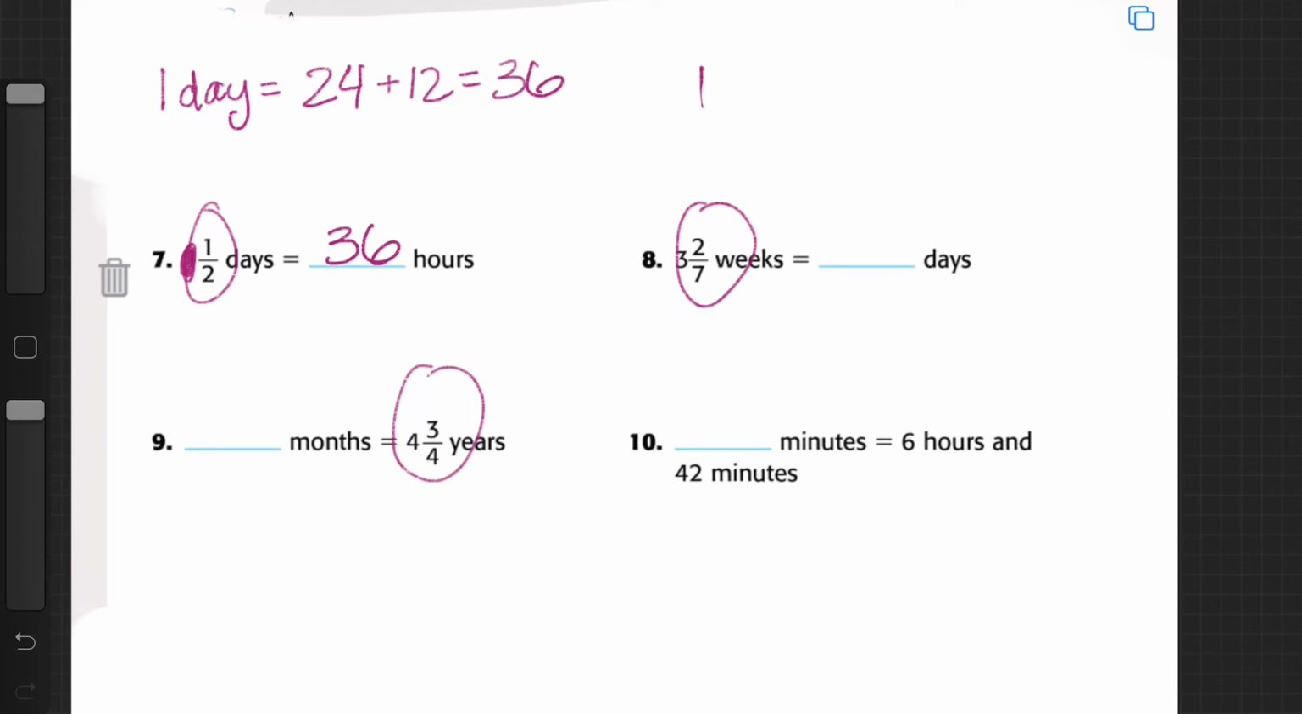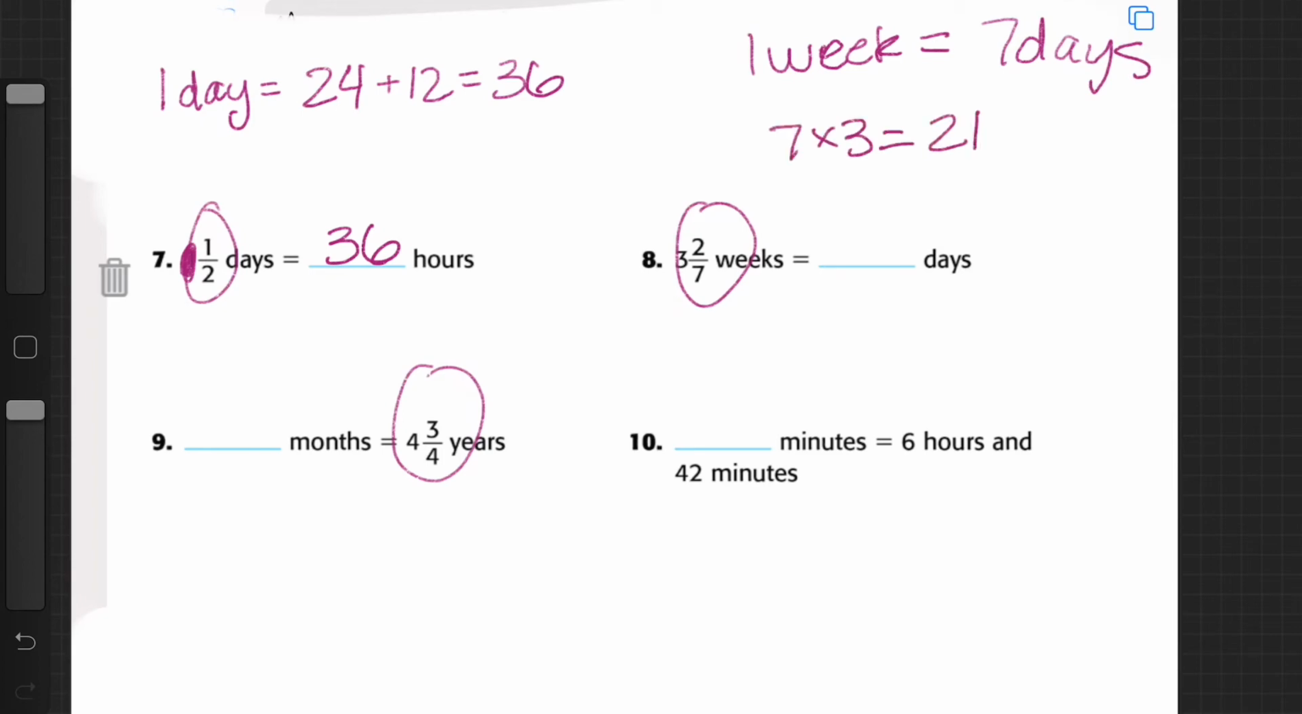All right, in 1 week, there are 7 days. So if the fraction was not there, we would do 7 times 3 and get 21 days and 7 weeks. However, we do have this little fraction. So now that we've finished our 3, we just have to worry about the fraction. So if there are 7 days, 2 sevenths of a week would be 2 days. So 21 plus 2 would be 23 days.